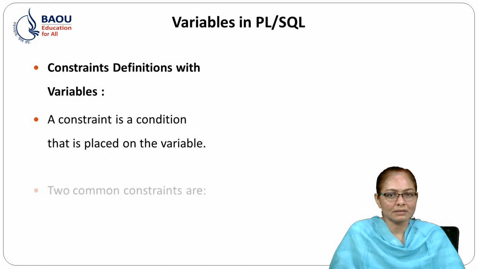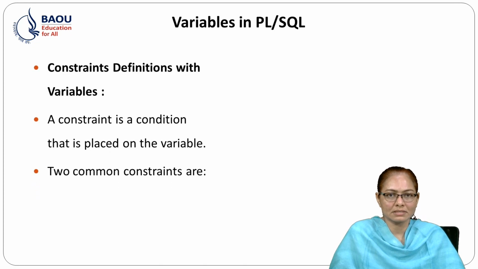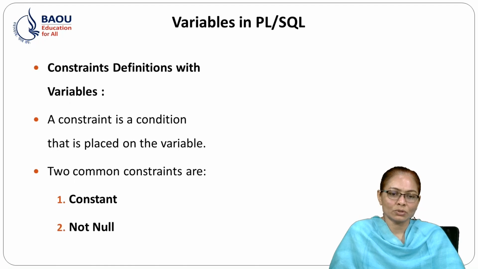The two common constraints are the constant. How to define the variable as a constant? There are two common constraints: constant and not null. First of all, we see the constant.